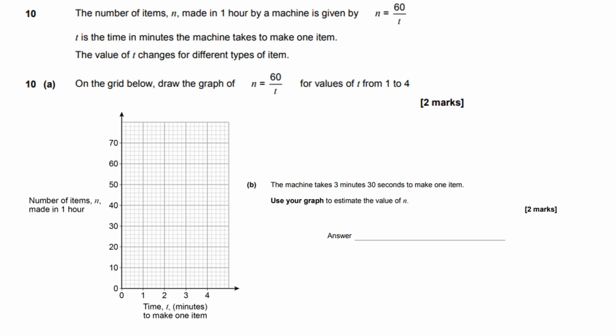Question number 10 gives us a formula. So we've got n is equal to 60 out of t. n is the number of items made in 1 hour by a machine, and t is the time it takes to make one item. So on the grid below, draw the graph of n is equal to 60 out of t for values of t from 1 to 4. So that would mean t is 1, 2, 3, 4.